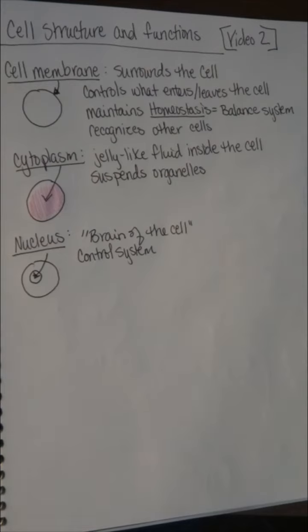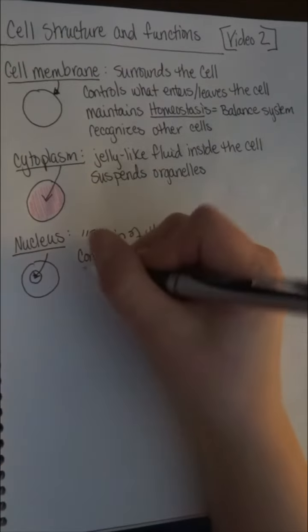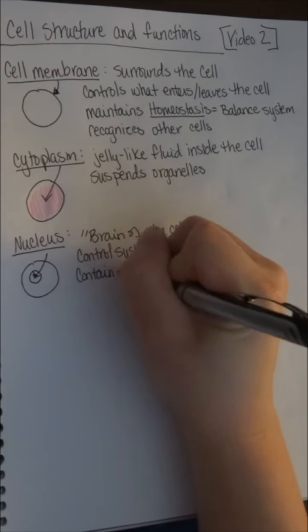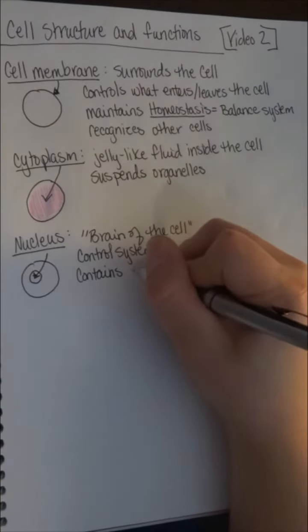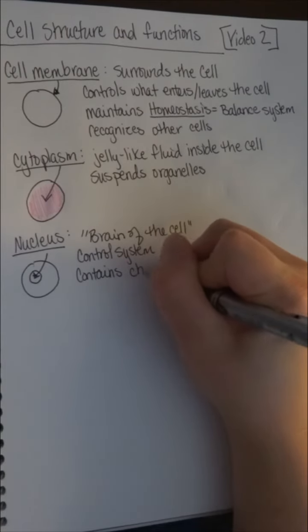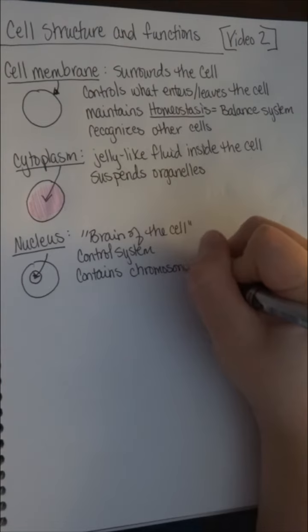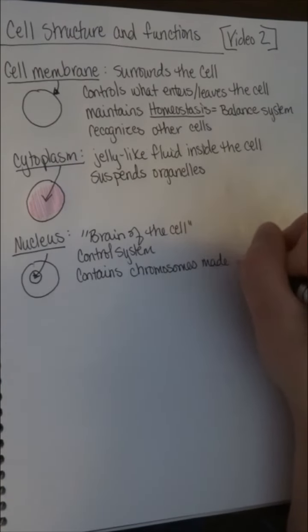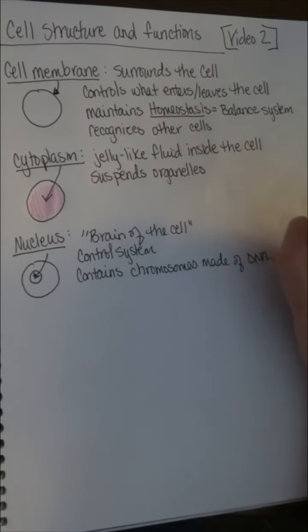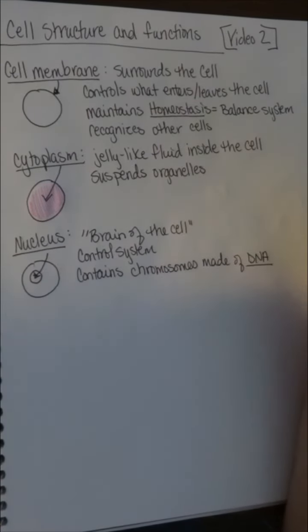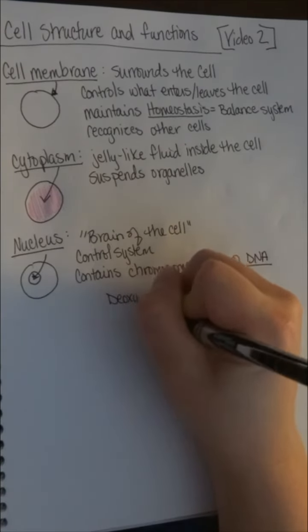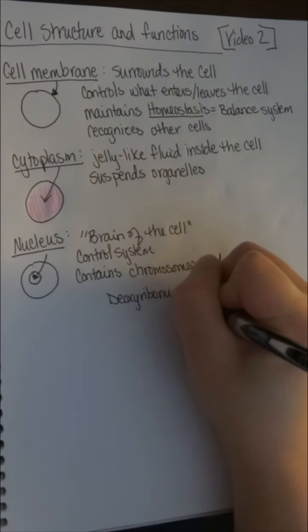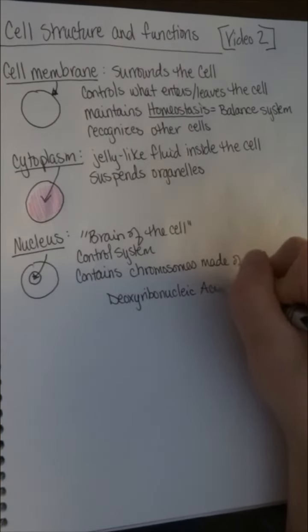What else does it do? It has another important function, and that is that it contains our genetic information. Our genetic information is what our chromosomes are made of. So it contains chromosomes made of DNA. And what exactly is DNA? We're going to learn about it, but I will tell you that it is this very long word, deoxyribonucleic acid. That is DNA.